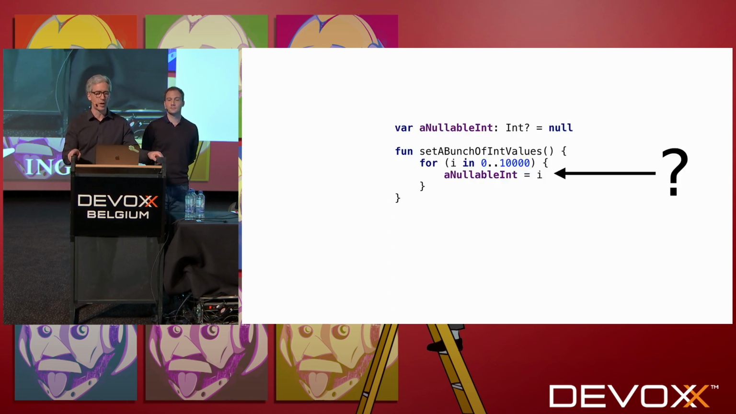So I wrote this code all by myself. It's a tight loop. It's going to run through this 10,001 times, and it's going to take this int value and set it to something that is a nullable int value. And we're going to see what happens.